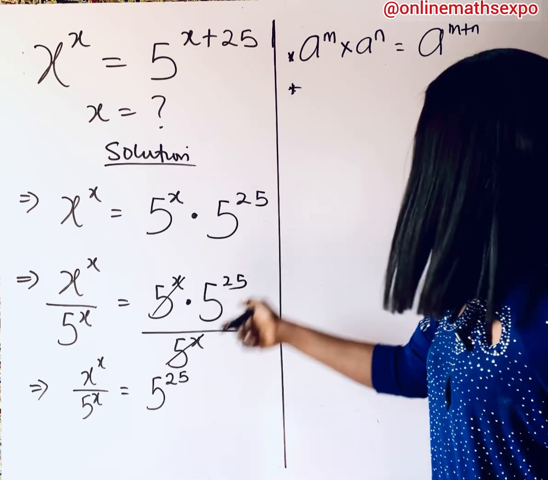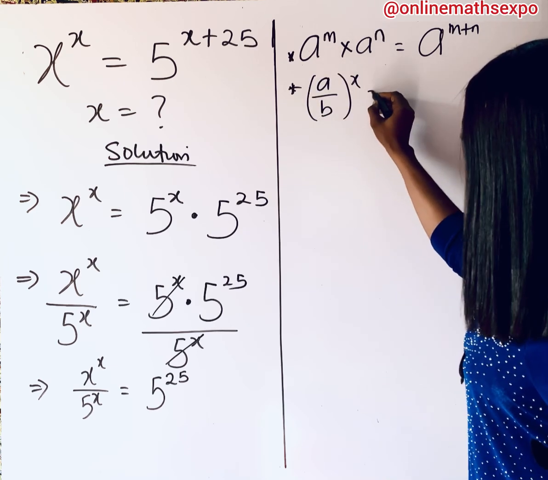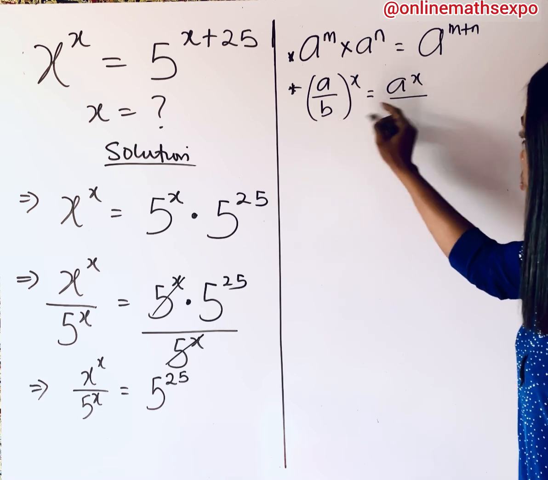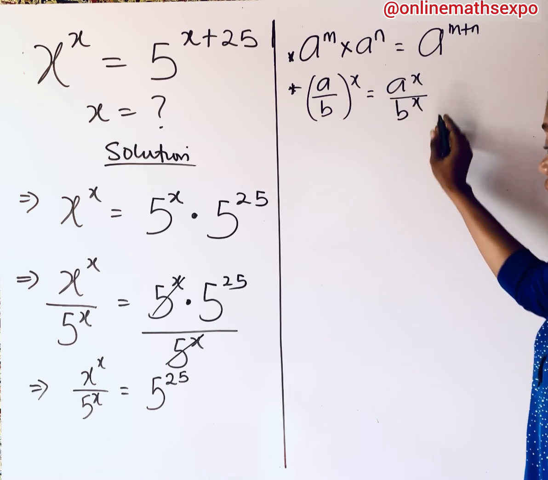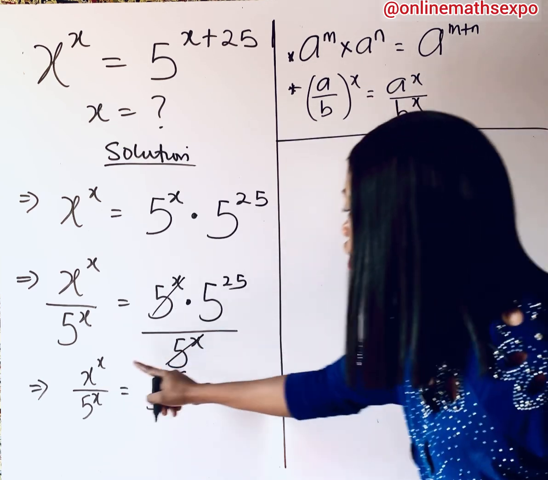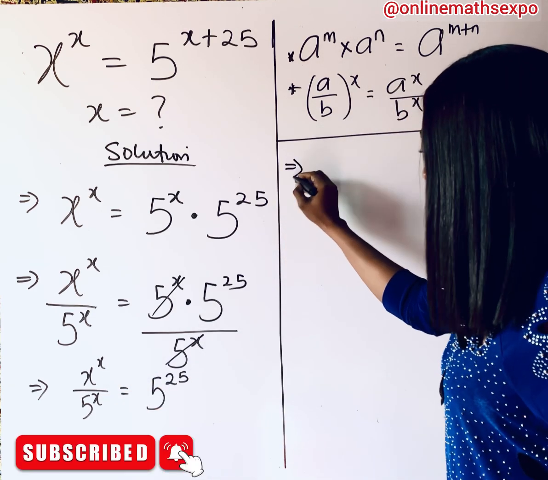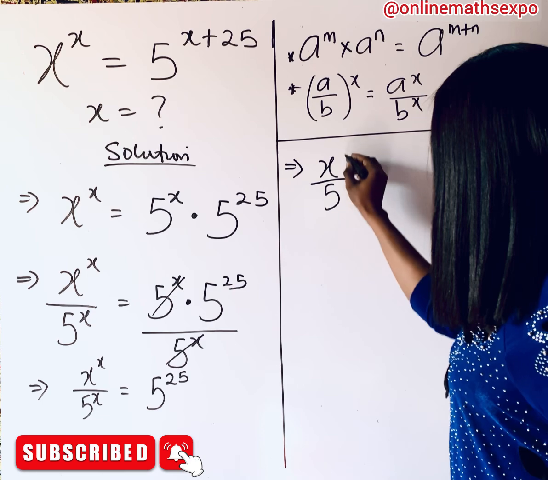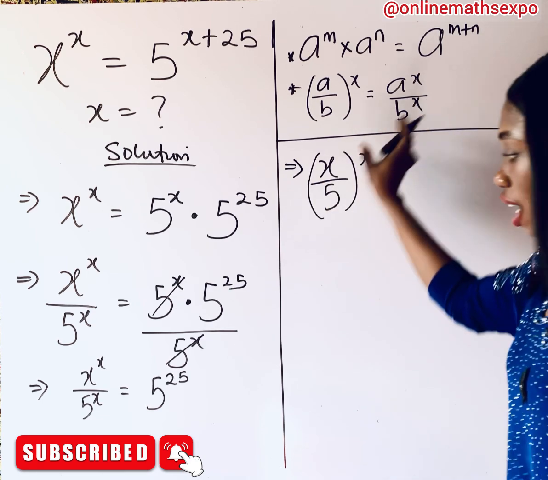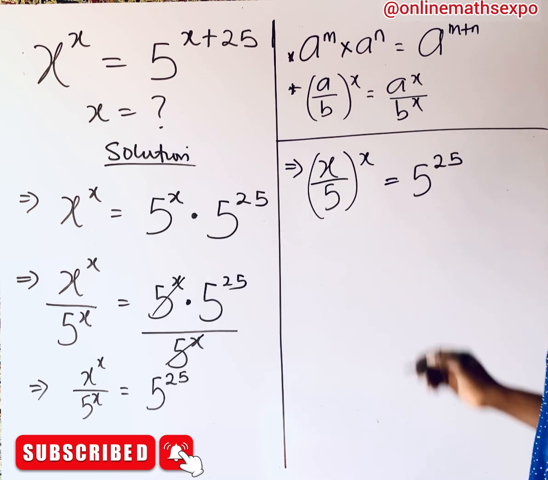Now remember that if you have a over b raised to the power of x, it is the same as raising a to the power of x and raising b also to the power of x. Applying it here, you see that they both are sharing the same power of x. So you're just going to have x over 5 raised to a common power of x, just obeying this principle. And this is equal to 5 over 5 to the power of 25.